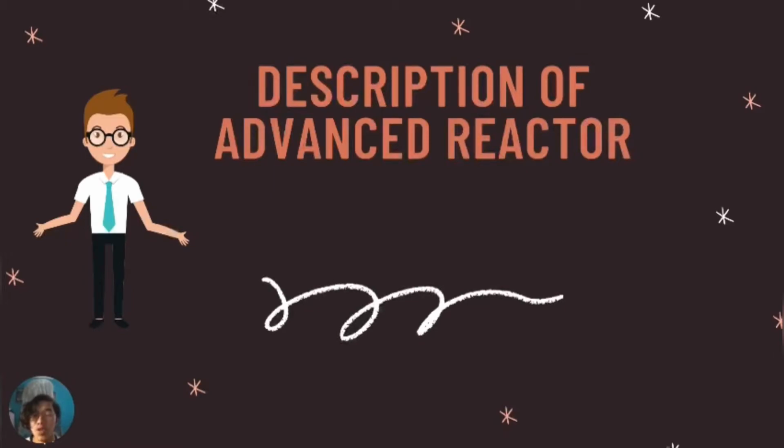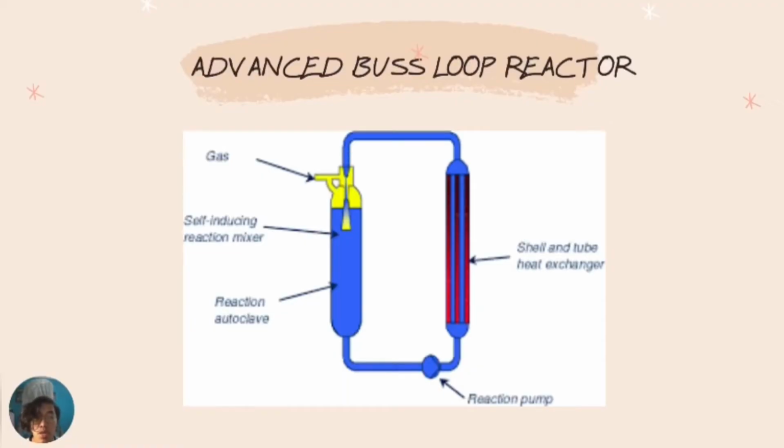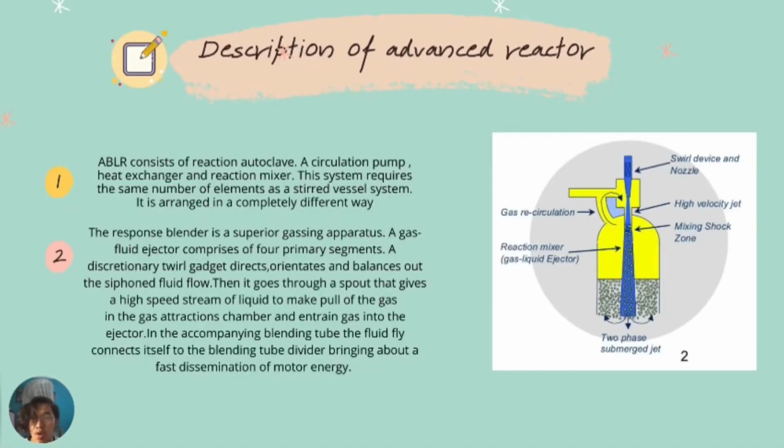Assalamualaikum warahmatullahi wabarakatuh. My name is Muhammad Rishami, and today I would like to explain a little bit about the description of the advanced reactor. The advanced reactor that we chose is the ABLR, the Advanced Buss Loop Reactor. It has a reaction mixer, a reaction vessel, an external heat exchanger, and lastly a circulation pump.